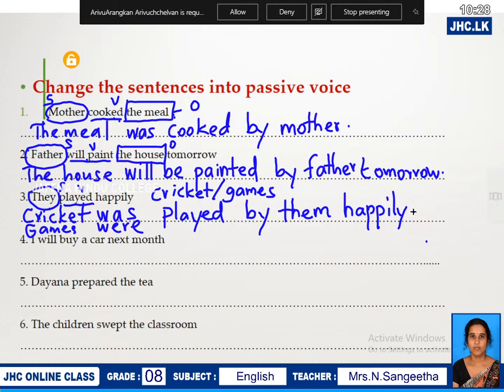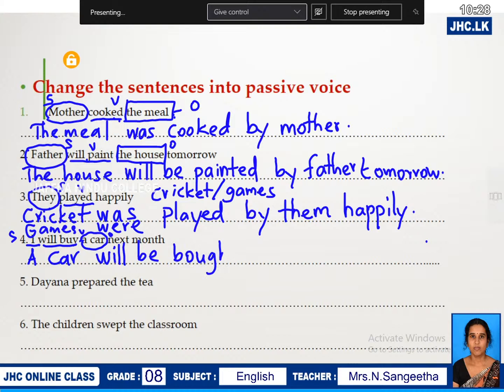Then the fourth one. I will buy a car next month. Who? I. Subject is I. What will I do? Will buy. What will I buy? A car. This is the object. So bring the object to the beginning. A car. Future tense. Will be plus past participle. What is the past participle of buy? It is bought. A car will be bought by, the I is the subject pronoun. When it changes into object pronoun, me. A car will be bought by me next month.